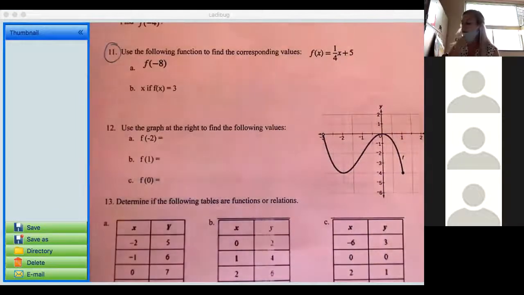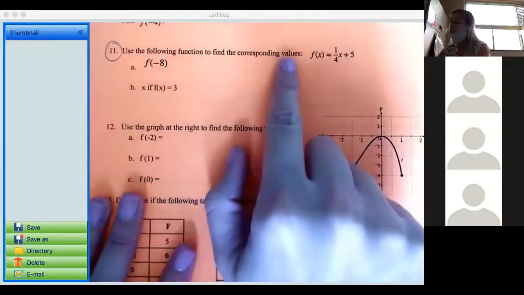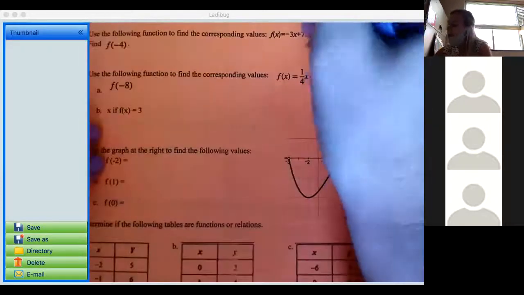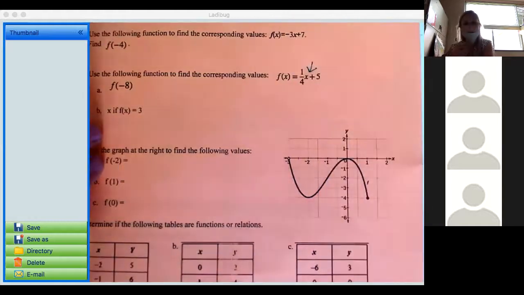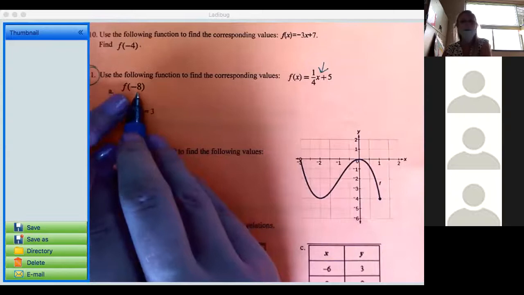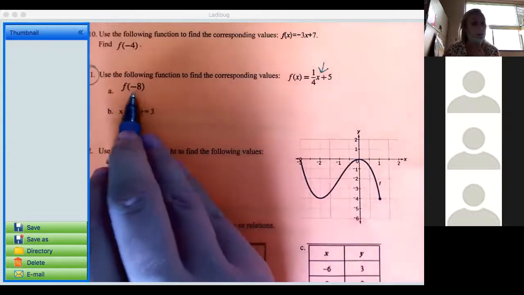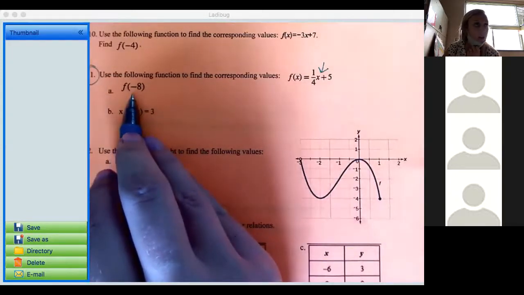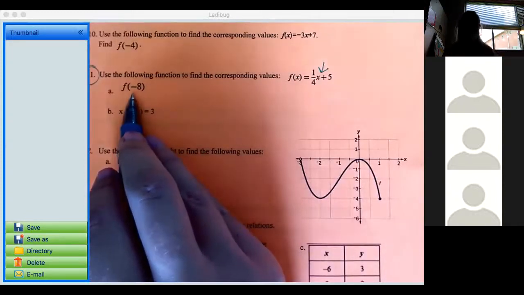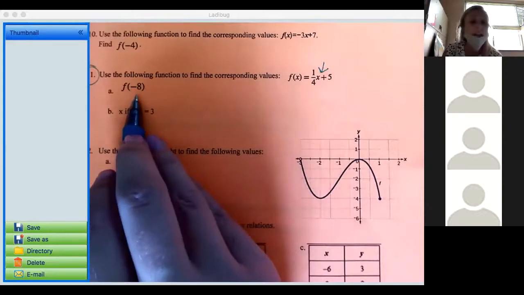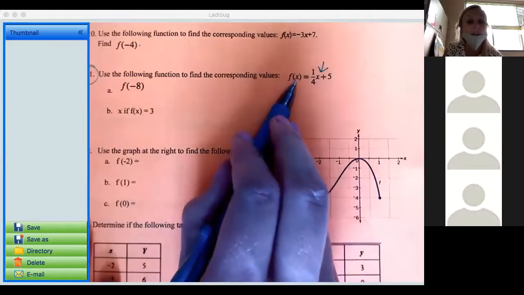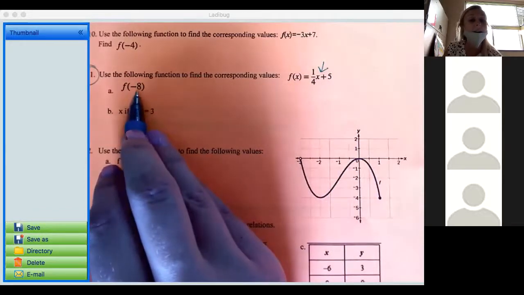All right, 11. Use the following function to find the corresponding values. Let's look at this because I've got a lot of y'all missing this, which tells me either we don't understand it and we need to ask questions, or we didn't watch the video all the way through. F of -8. Do you see how the -8 is in the parentheses? Okay, if it's in the parentheses, it is the input. The X is in the parentheses, so that means the -8 is my X.